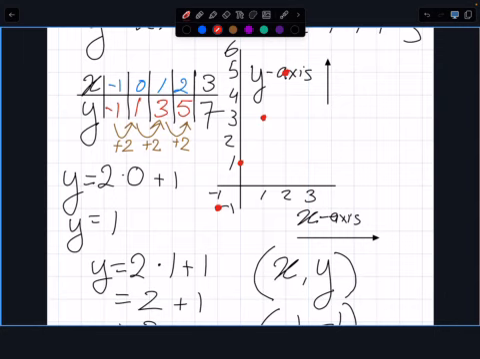What's at 1? Yes. X is 0 and y is 1. Here is 0.